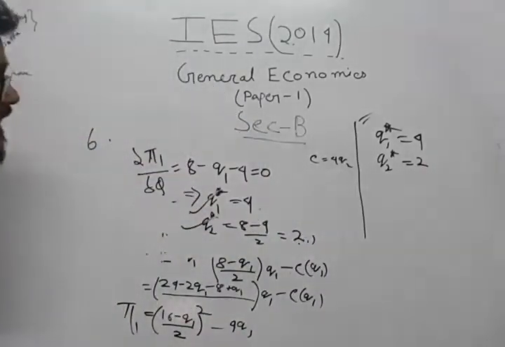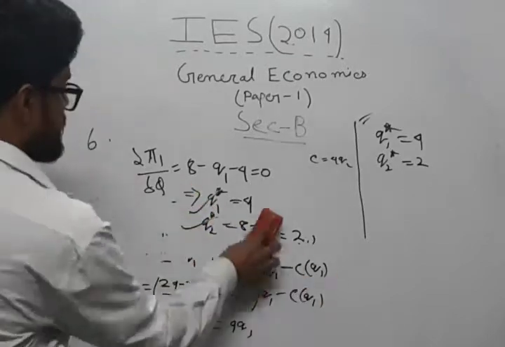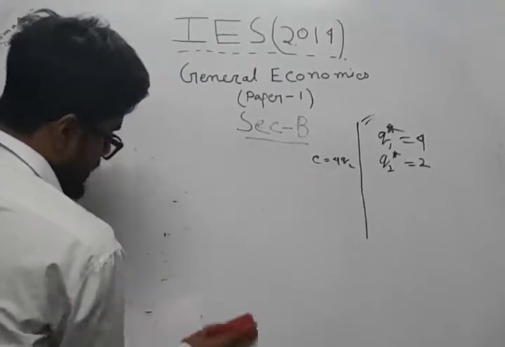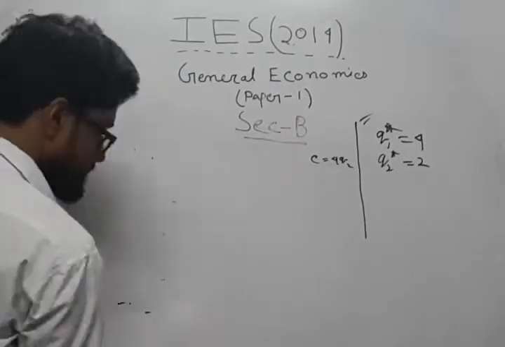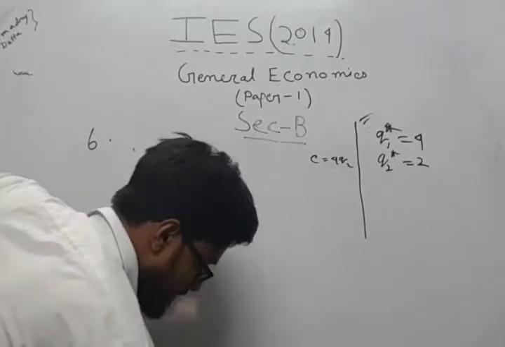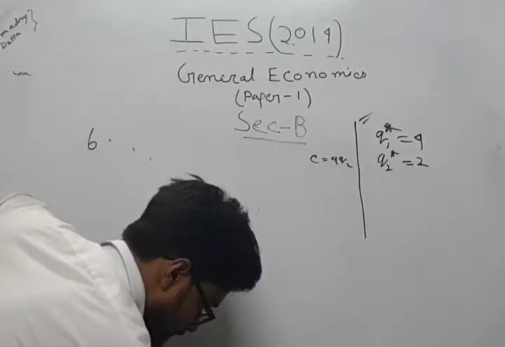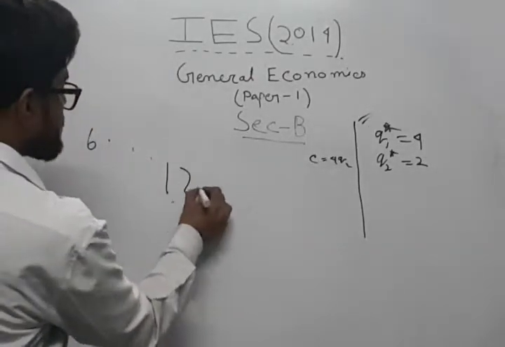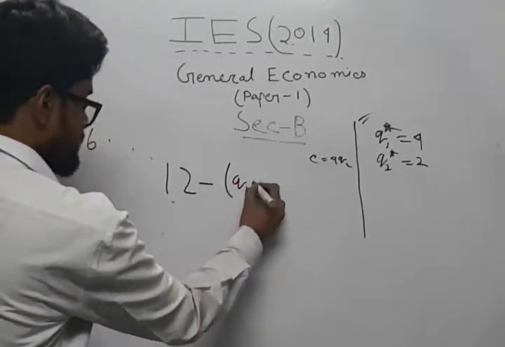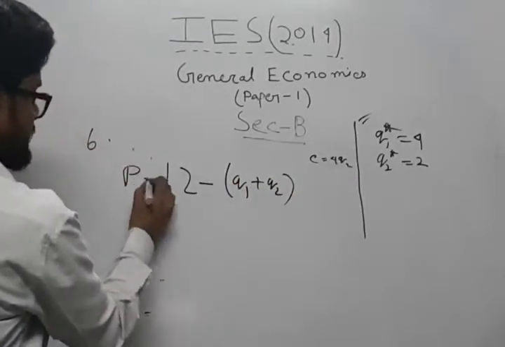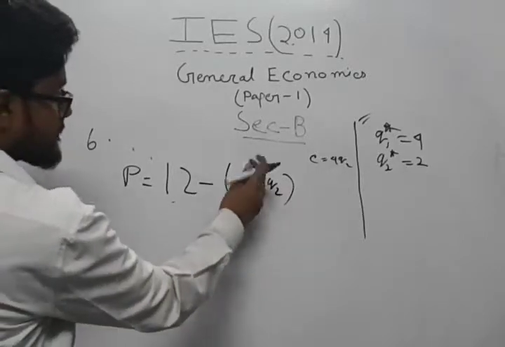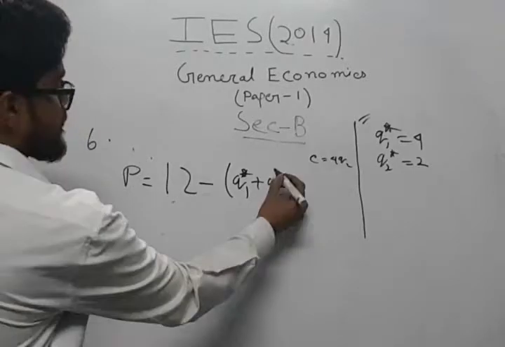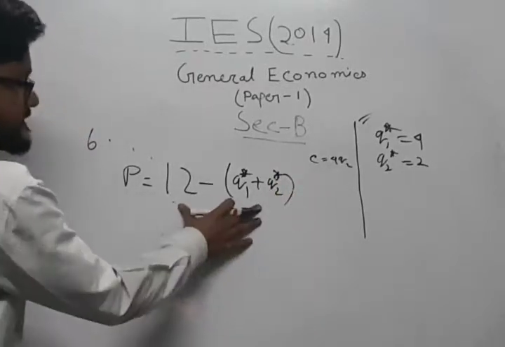Now we are asked to find the equilibrium level of profit. So first, in order to find profit, the first thing we have to do is find the price of these two firms. Now if you remember the price equation or the demand function, which was like this: 12 minus Q1 plus Q2 was the price function. Now instead of Q1, we'll put the value of Q1 star, the equilibrium level of Q1, and here Q2 star.